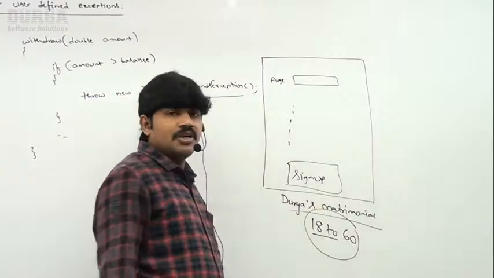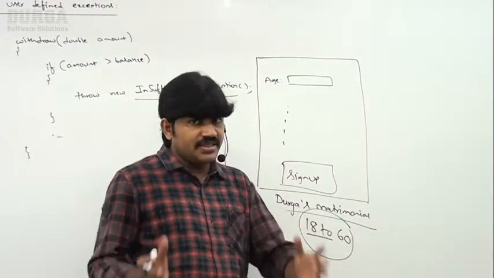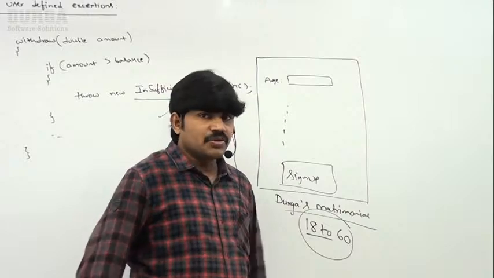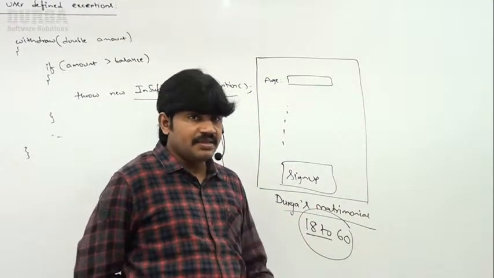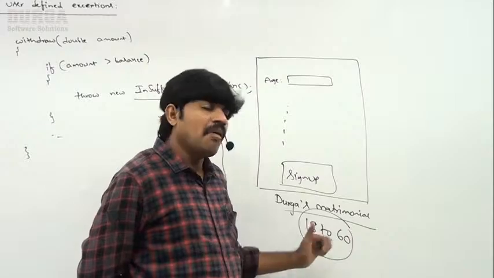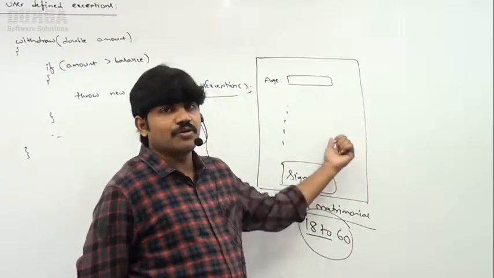Now assume that my web application can provide support from 18 years to 60 years only. Within this age range, my application is going to accept, because in India minimum marriage age should be 18 years. Max up to 60 I want to provide support.